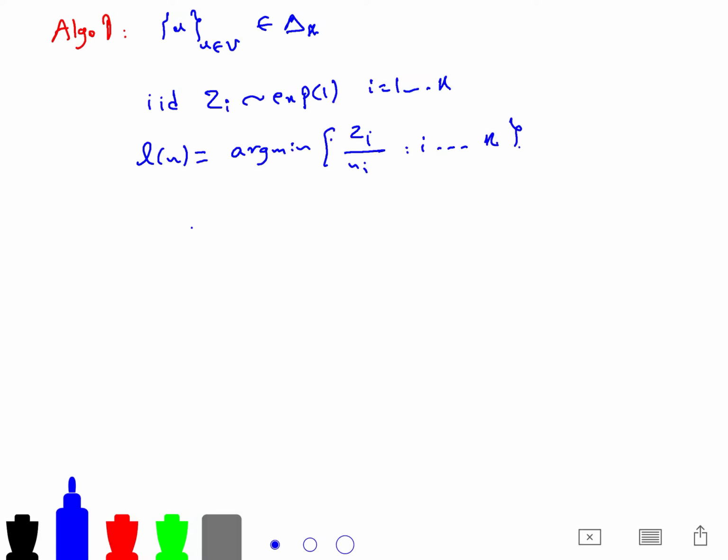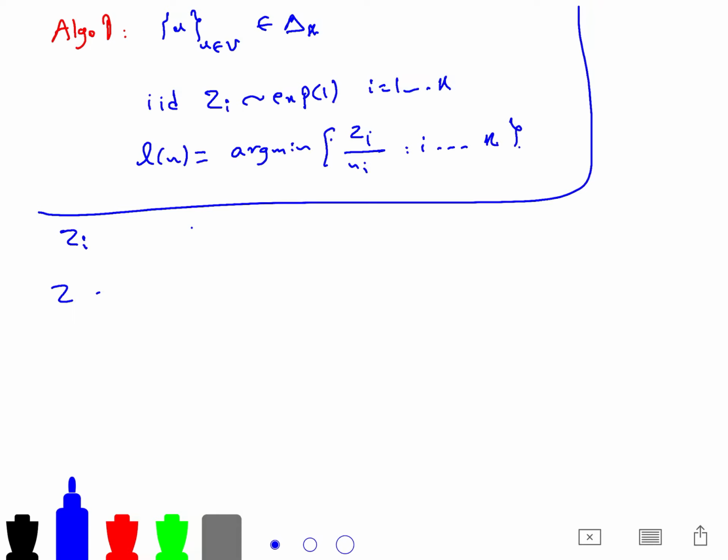So this is the algorithm. When I say i-th clock, I mean the i. And z is a vector of exponential clocks: z1, z2, up to zk. And z over the sum of zi is a uniformly chosen random point in your simplex delta k.